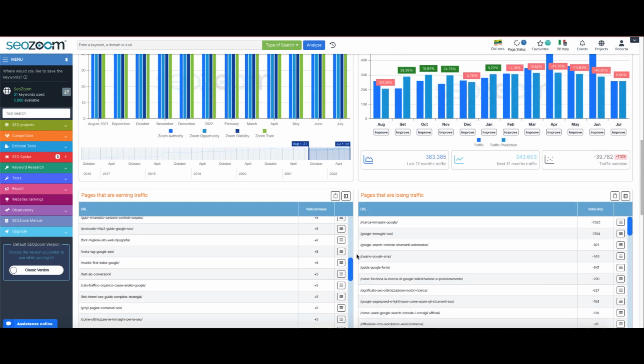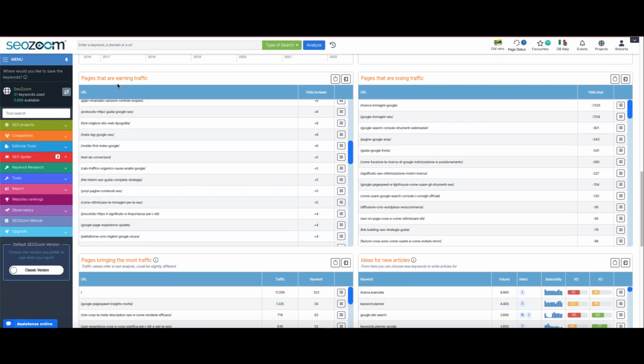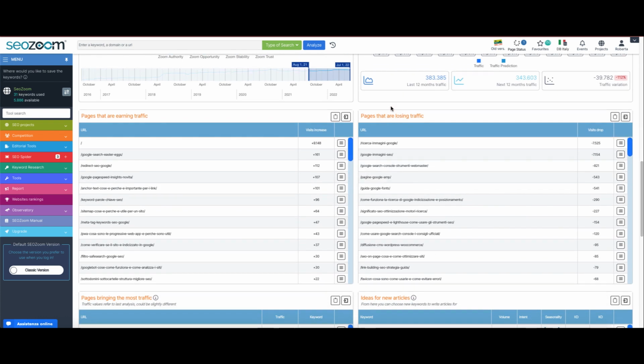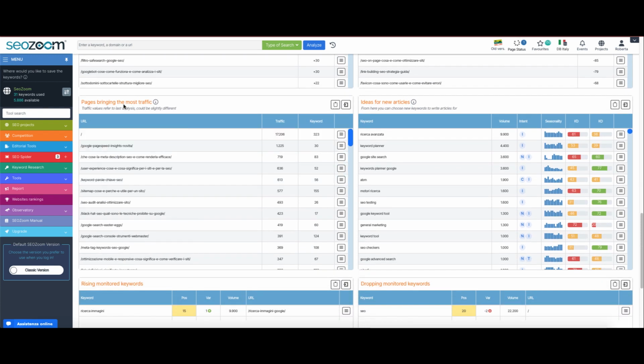Moving downward, here we access the first prospects with respect to pages. We can immediately see which pages are gaining traffic and which ones are losing traffic, highlighting the increase or decrease in estimated visits. We can then see right away the pages that are bringing the most traffic to the project, or be inspired by the ideas for new articles. From here, in fact, you can choose keywords you could create content for, since right now the website is not ranking with any of them.